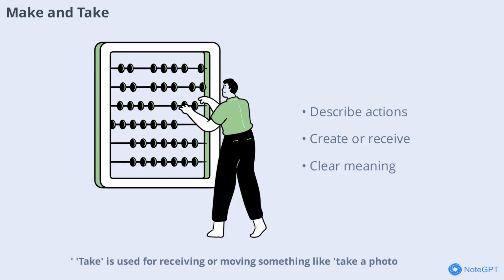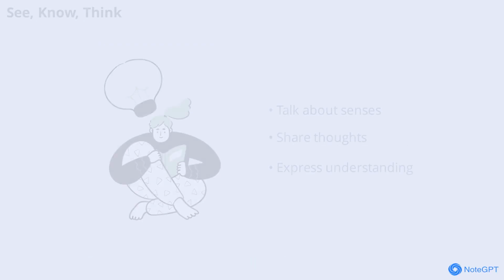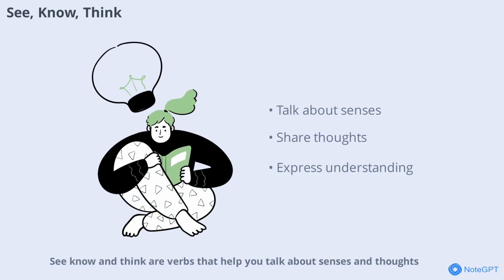Take is used for receiving or moving something, like take a photo. These verbs help you describe actions clearly and accurately. See, know, and think are verbs that help you talk about senses and thoughts. For example, I see a bird, I know the answer, or I think it's good. These words are used to share what you notice, understand, or believe.